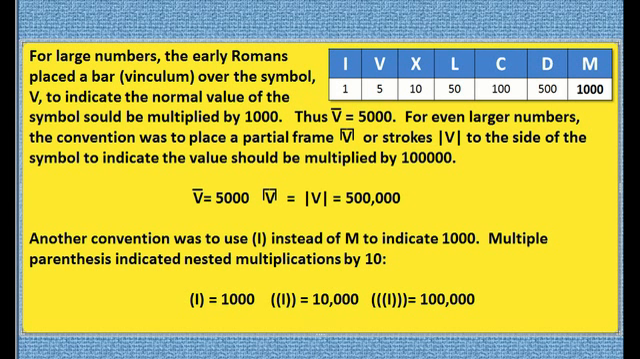Another convention the Romans used was to use I with parentheses around them instead of M to indicate 1,000. Multiple parentheses indicated nested multiplication by 10. I with single parentheses around it equals 1,000. I with double parentheses around it equals 10,000. And I with triple parentheses around it equals 100,000.